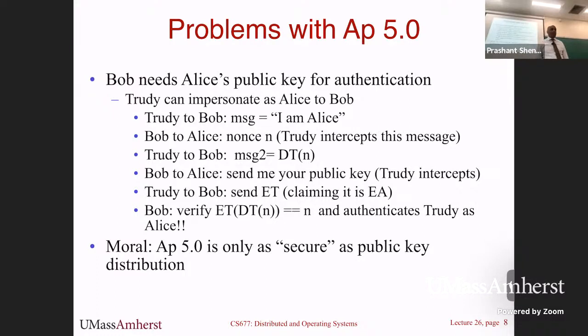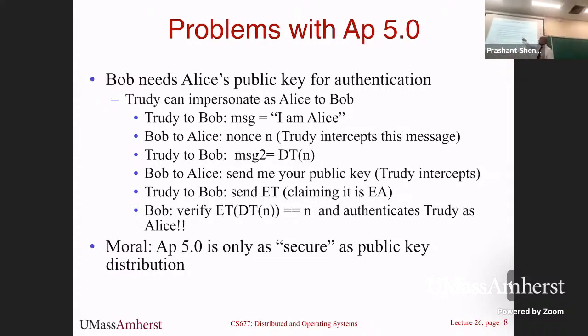Bob sends back a nonce. Trudy is going to intercept the nonce. Trudy does not know Alice's private key. We assume that if you lose your private key, then all bets are off, so that's not really the problem we're trying to solve. In this case, Trudy does not know Alice's private key, but she does have her own private key, so she simply sends the nonce back encrypted with her private key. Now Bob has to figure out that this is Alice. So Bob has to go find Alice's public key from somewhere. This is where the problem comes.